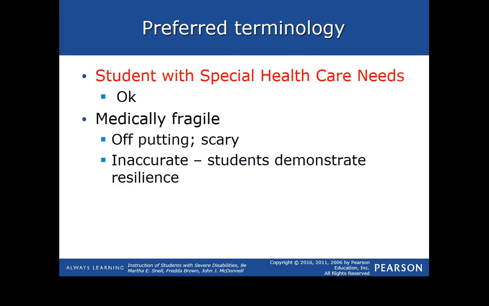So, with regard to terminology, the terminology that's in vogue or used mainly now is student with special health care needs, but you also hear the word complex in lieu of special. The term medically fragile is not used as often because it does have a negative connotation that the child is fragile and not resilient, and that you have to handle the kid with kid gloves, and that is off-putting and scary at times. So that term is used less, but you still certainly hear it though.